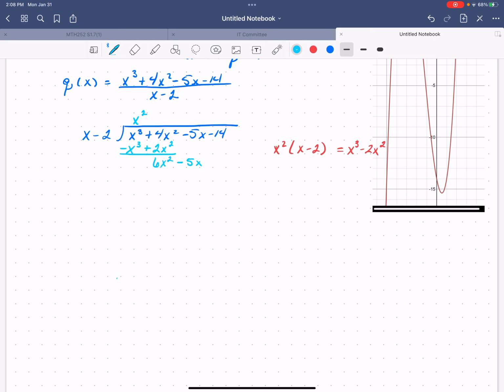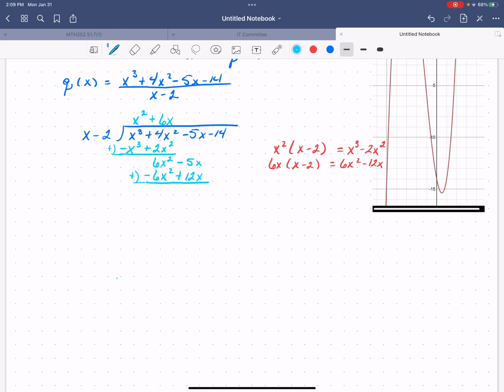And at this point we compare the x to the 6x squared. And we ask, what would we need to multiply by x to get 6x squared? And we know that x times 6x would give us 6x squared. So we write 6x on the top of our division sign. And now we multiply the 6x times the x minus 2, and that gives us 6x squared minus 12x. And so we're going to subtract 6x squared minus 12x. So I just wrote that down with both signs reversed so that now I can add instead of subtract.